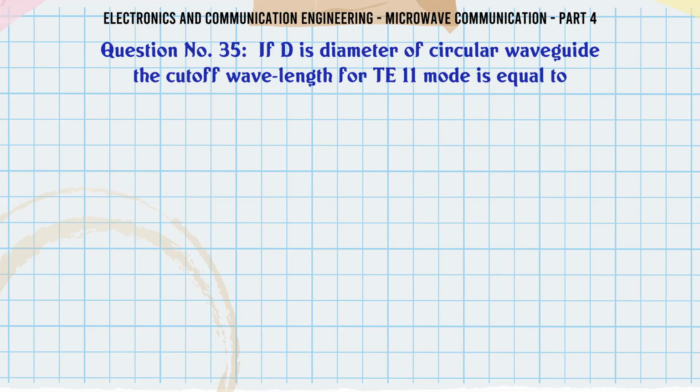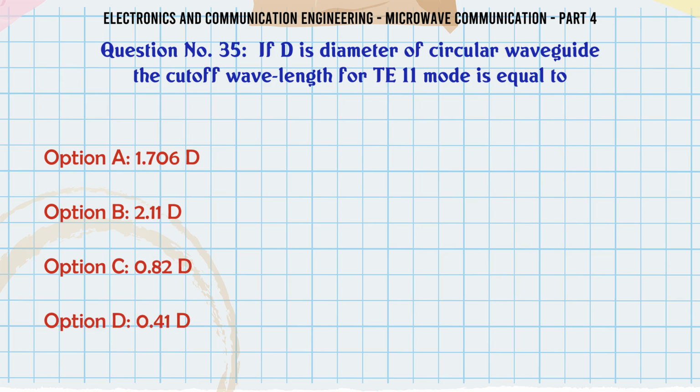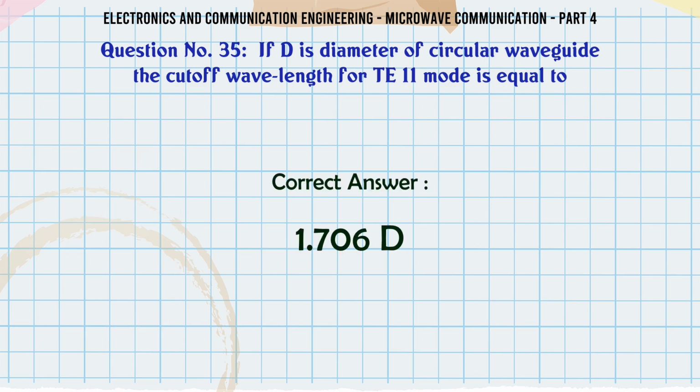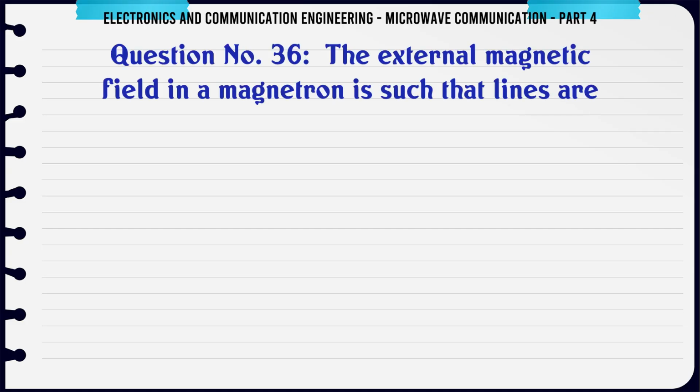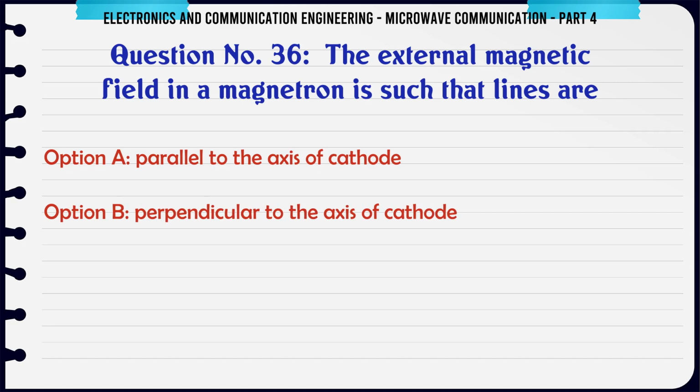If D is diameter of circular waveguide, the cutoff wavelength for TE11 mode is equal to A. 1.706 D, B. 2.11 D, C. 0.82 D, D. 0.41 D. The correct answer is 1.706 D.